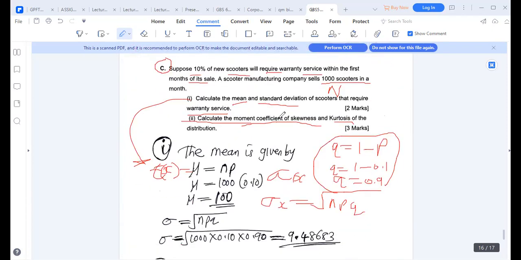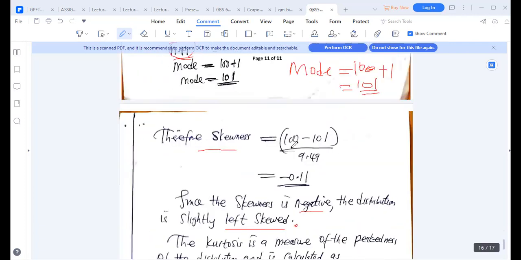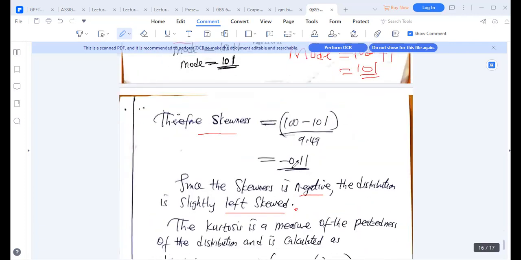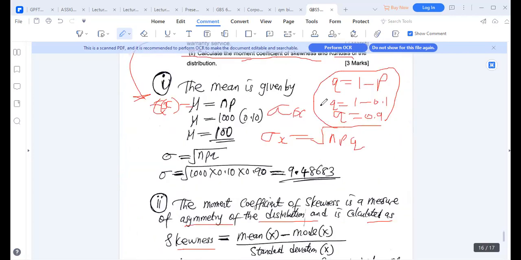The mean for this one is just the proportion multiplied by the total number. The standard deviation is there. And the comment on the skewness is that the data set is negatively skewed. So this is what the examiner was actually looking for concerning this assignment paper.